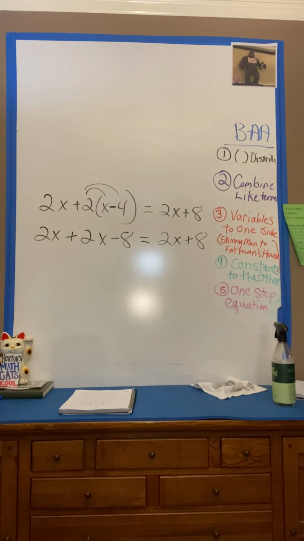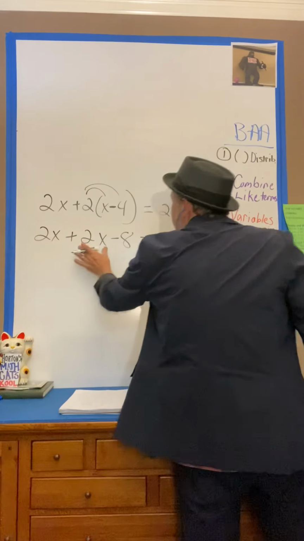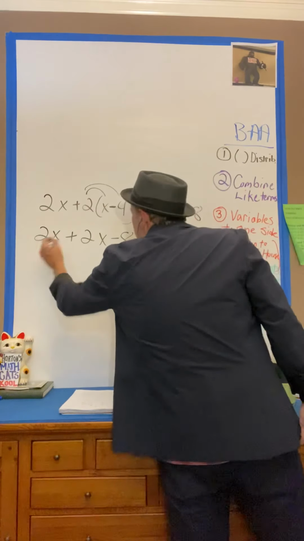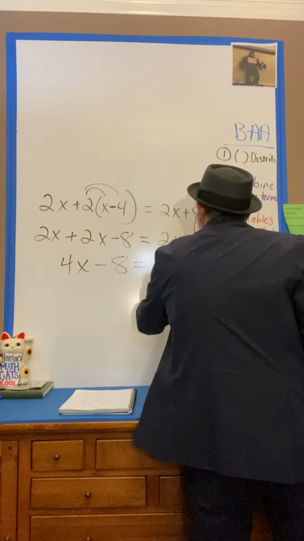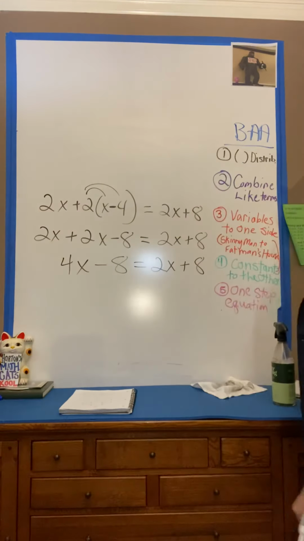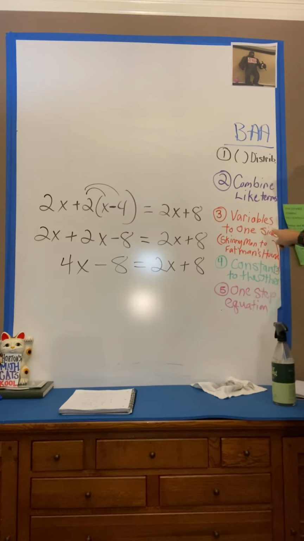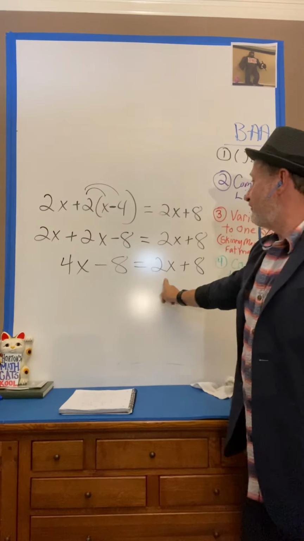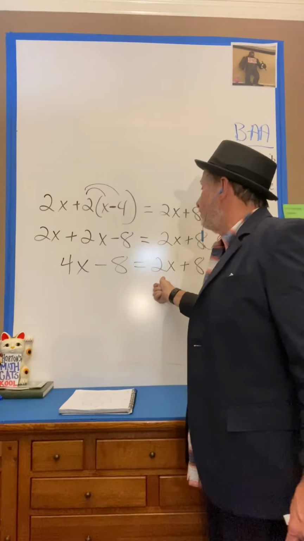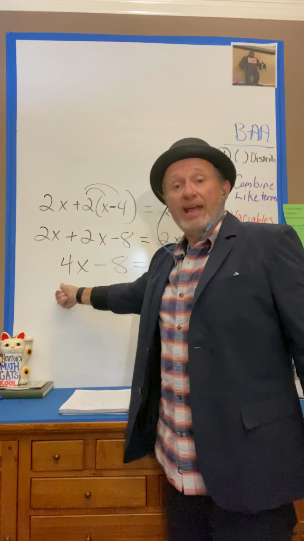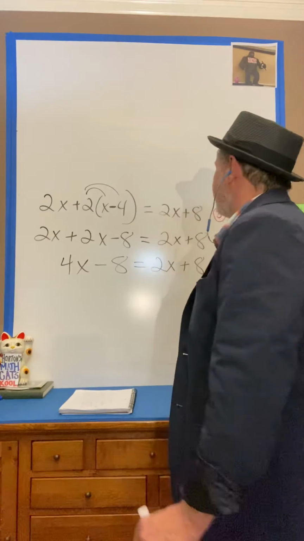Second thing we're going to do is combine like terms. Do I have any like terms? Yes, I do. I have a 2x here and a 2x here. So 2 plus 2 is 4x minus 8 equals 2x plus 8. Next thing I'm going to do is variables to one side. Do I have variables on both sides of my equation? Yes, I do. I've got to move the skinny man, this positive 2x, to the fat man, this 4x's house. Always move the smaller value to the bigger value's house.